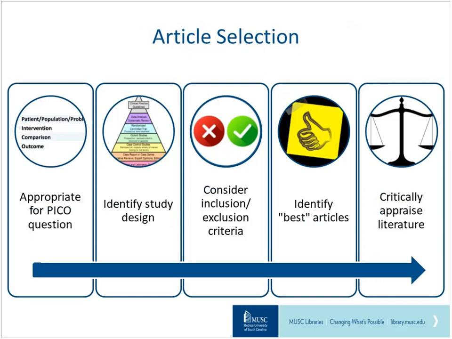So if we walk through what we've already done in the previous webinars for this course, an overview of what Emily just spoke about, we've already made sure that the articles that we have found are appropriate for our PICO question. We've already determined that the study design that is most appropriate is randomized controlled trials followed by cohort studies. And now we're really starting to consider inclusion and exclusion criteria so that we can identify the best articles and then critically appraise the literature.